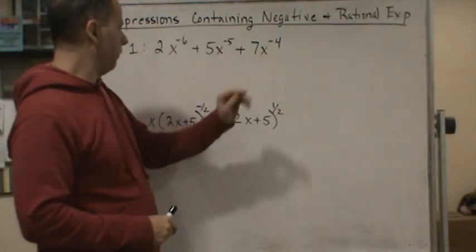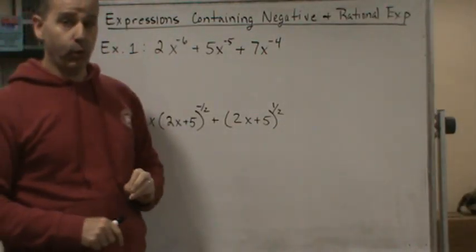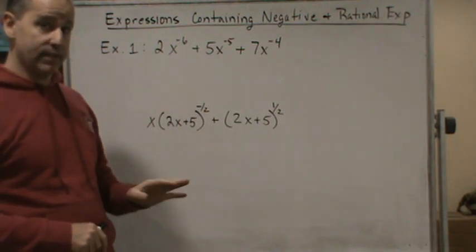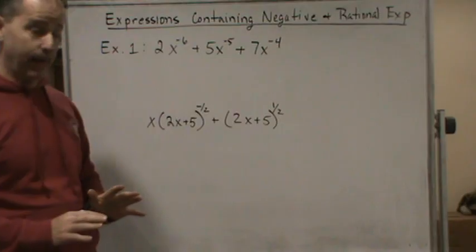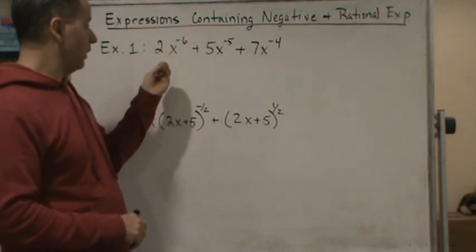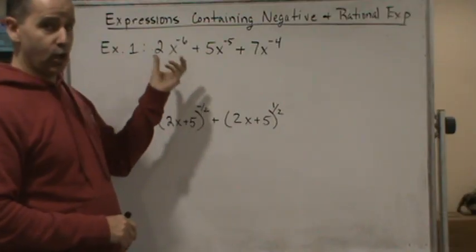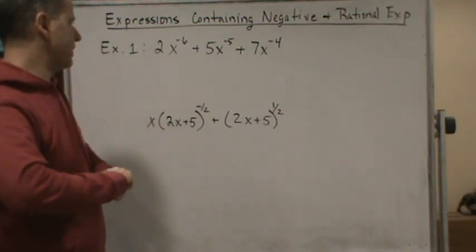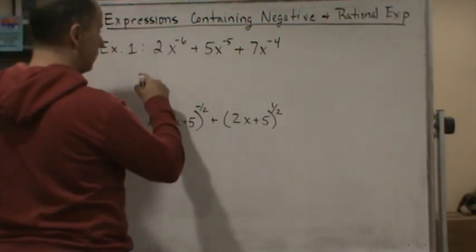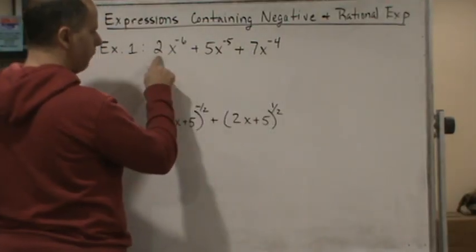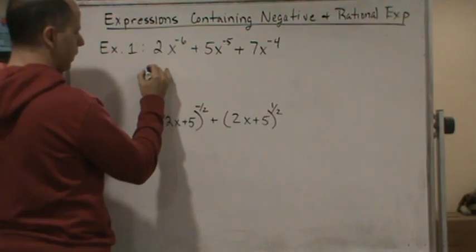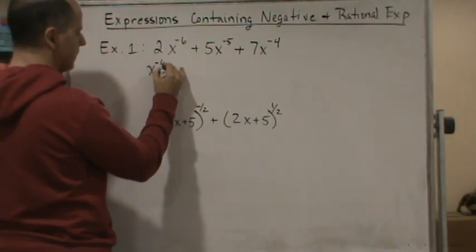So for this one here, we're always looking for the expression with the smallest exponent, just like I said before. Now, just because they're negative doesn't change that. So we look for the term with the smallest exponent. So in this case, the smallest exponent would be negative 6. So we're going to factor out a negative 6. There's no coefficients that have a greatest common factor, so we're not going to do anything with that. So we're going to factor out x to the negative 6.